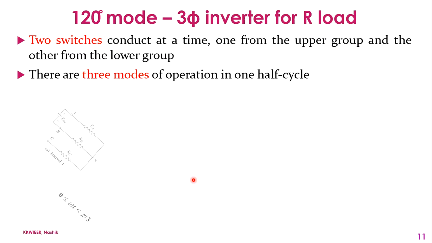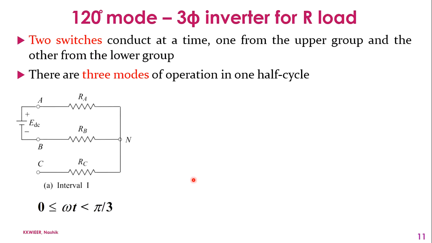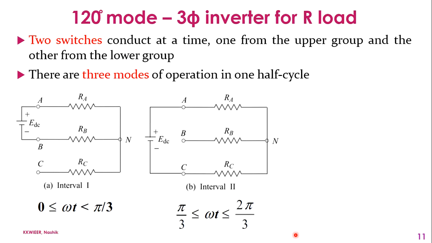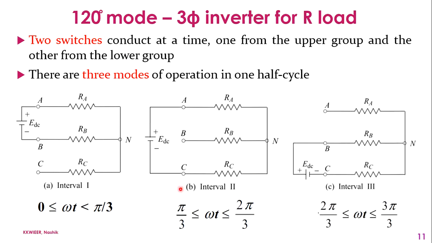The first mode is 0 to pi by 3, the second mode is pi by 3 to 2 pi by 3, and the third mode is 2 pi by 3 to 3 pi by 3. For all three modes, we will see the phase to neutral voltage and the current expressions in detail. So let's have a look.